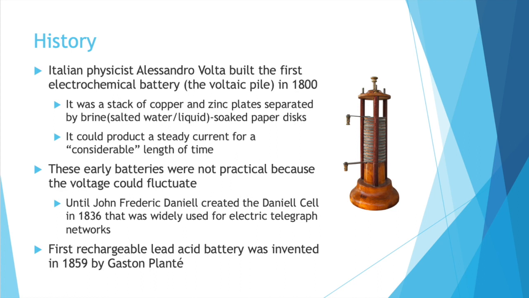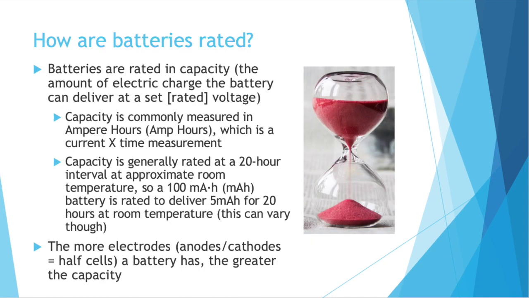So it's not like you're just opening a Leyden jar and getting a spark or charge out of it. This thing output electric current for more than just a second or two. However, these were not considered practical because the voltage could fluctuate. That was until John Frederick Daniell created the Daniell cell in 1836 that was widely used for electrical telegraph networks. The first rechargeable lead-acid battery was invented in 1859 by Gaston Plante. Sorry on the pronunciation. So that's the history of batteries, and hopefully you can tell that they started as a more simple concept, and they've been improving steadily over the years.